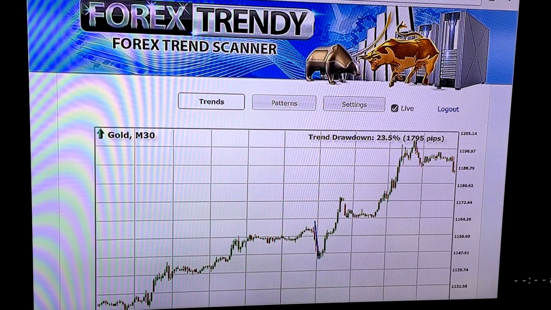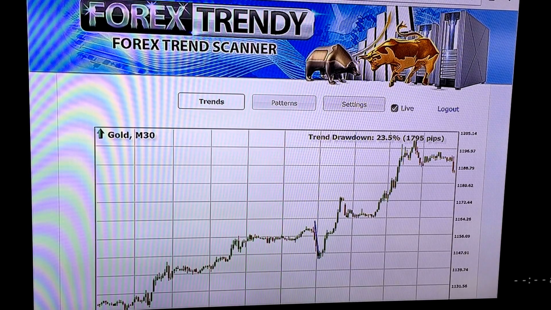You know, this scanner is so strong and so powerful. What it does is that it will tell you about the trend, where a particular trend is going. It will also tell you about patterns, and it has very powerful signals that it will send to your email address and tell you that a trade has started. You have to go and open the trade.